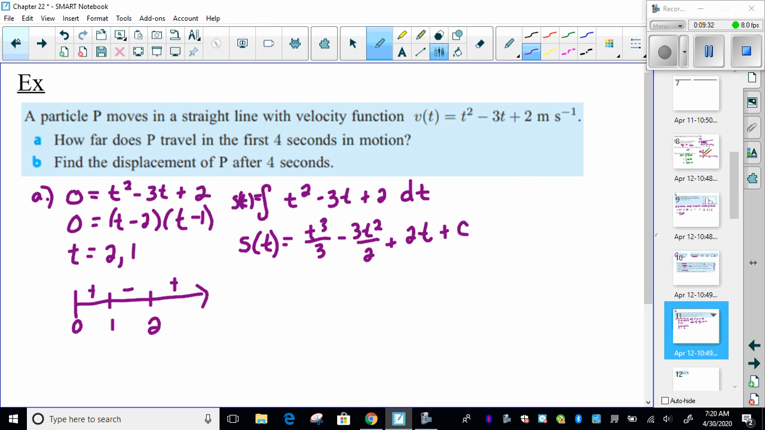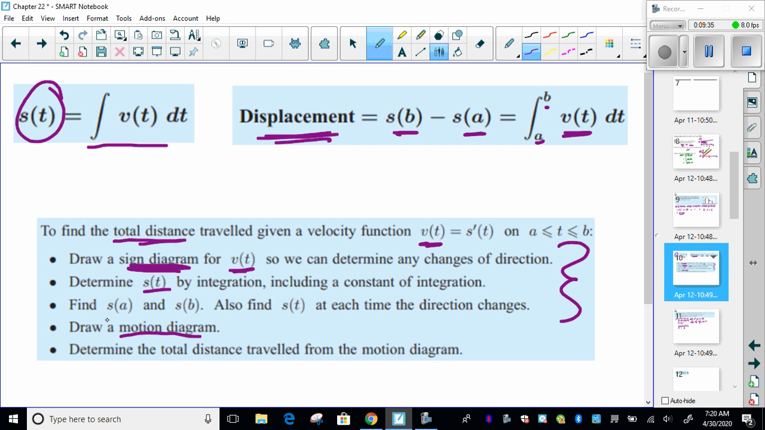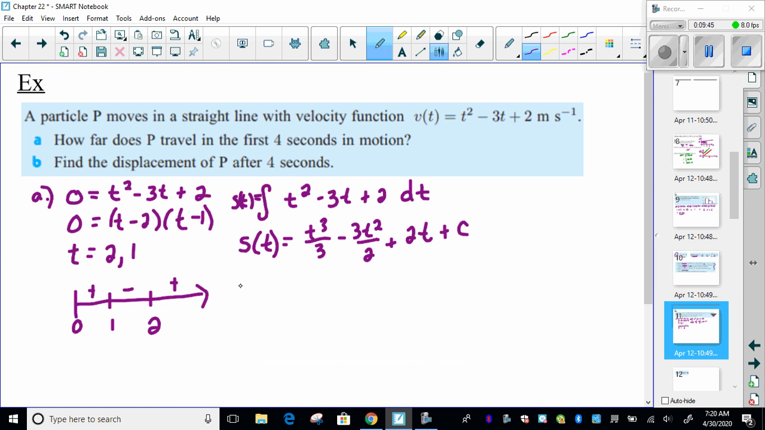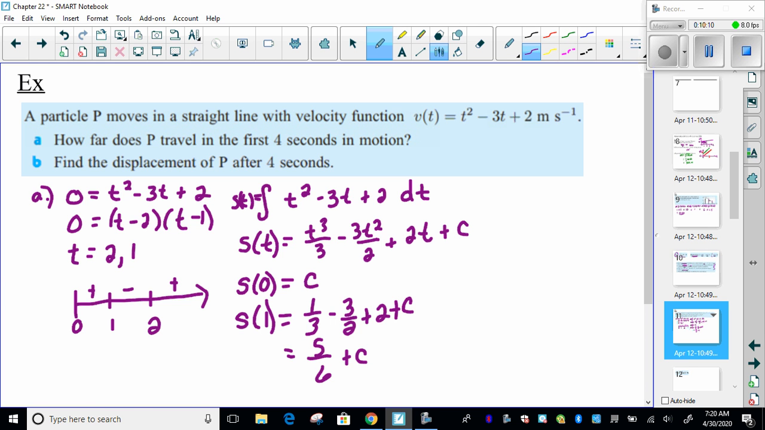Okay, so then we've integrated it. Now we have to find s of a, s of b, and all of those values where it changed direction. So we need to find the start, the end, and all of the ones from the sign diagram. We will start with s of 0. If I put in a 0, I get c. That's the easy one. And then we'll do our first sign change, s of 1. If I put 1 in, I get 1/3 minus 3 halves plus 2 plus c. Therefore, s of 1 is 5/6 plus c.